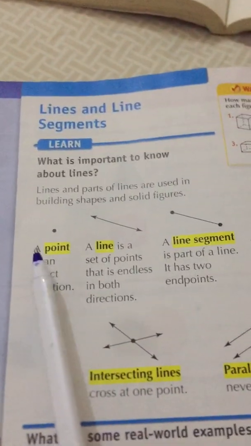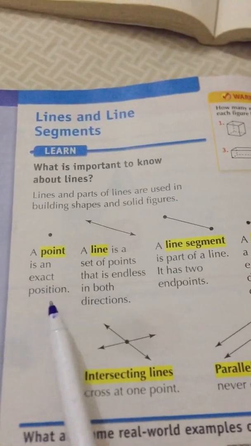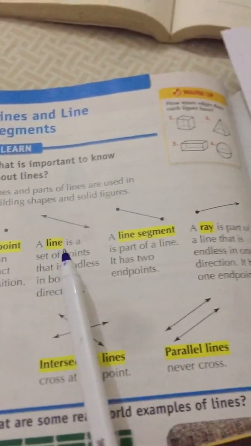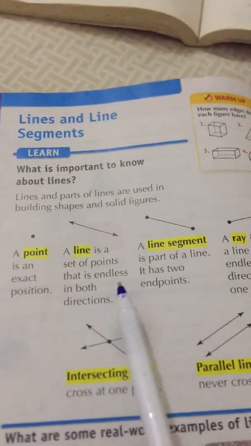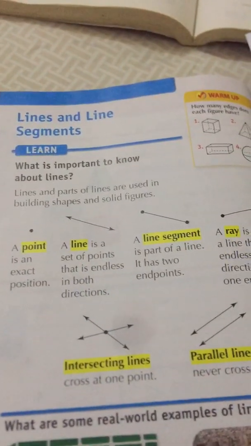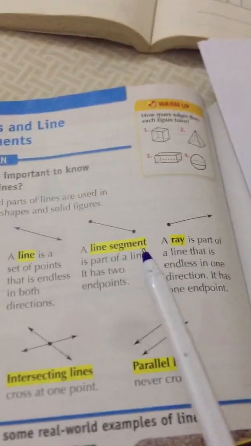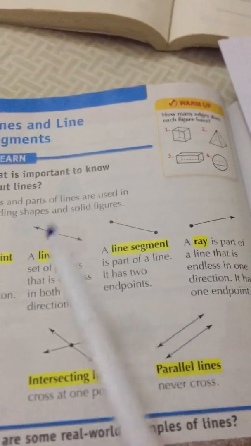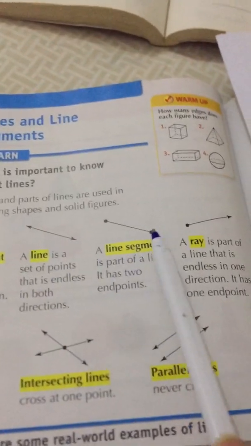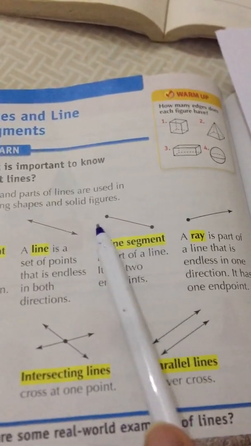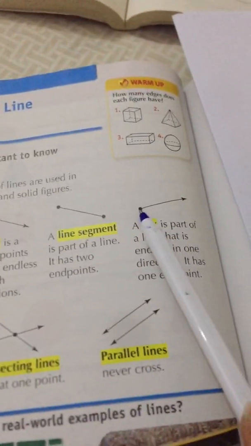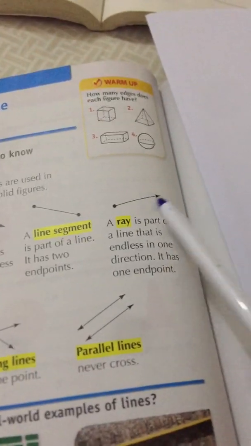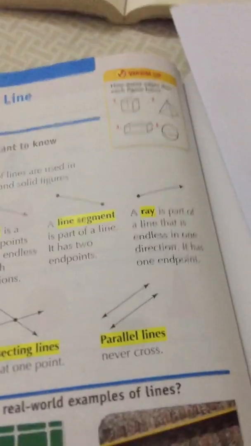Here, point is a tiny dot, an exact position or location. Line is endless in both directions. What is the meaning of endless? It means continuing in both directions. Line segment is a part from the line, and it has two end points. Ray is a part of a line that has one end point and continues in one direction.